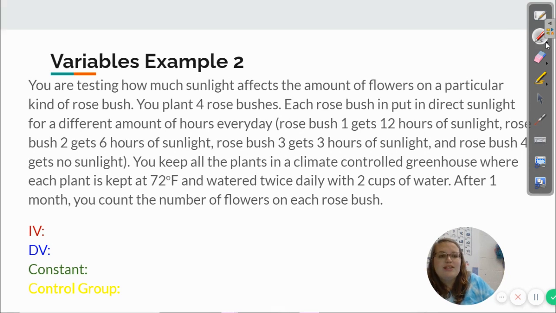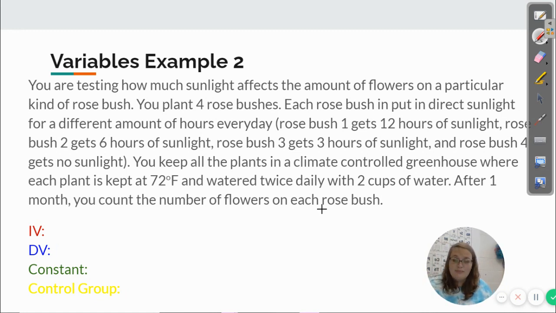In this one, we're going to also identify a control group. So you're testing how much sunlight affects the amount of flowers in a particular kind of rose bush. You plant 4 rose bushes. Each rose bush is put in direct sunlight for a different amount of hours every day. Rose bush 1 gets 12 hours, rose bush 2 gets 6, rose bush 3 gets 3, and rose bush 4 gets no sunlight. You keep all the plants in a climate-controlled greenhouse where each plant is kept at 72 degrees Fahrenheit and watered twice daily with 2 cups of water. After 1 month, you count the number of flowers on each rose bush.